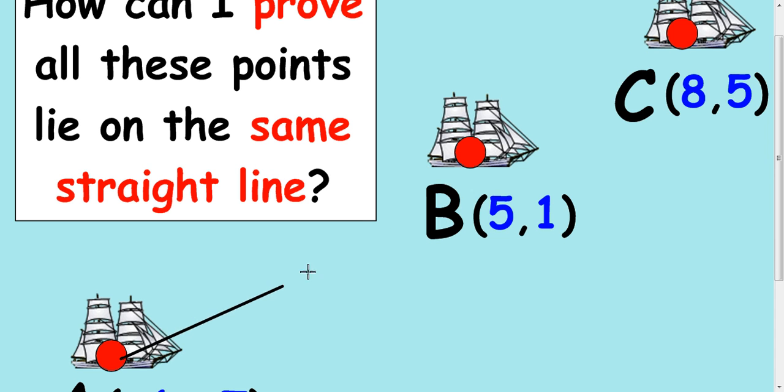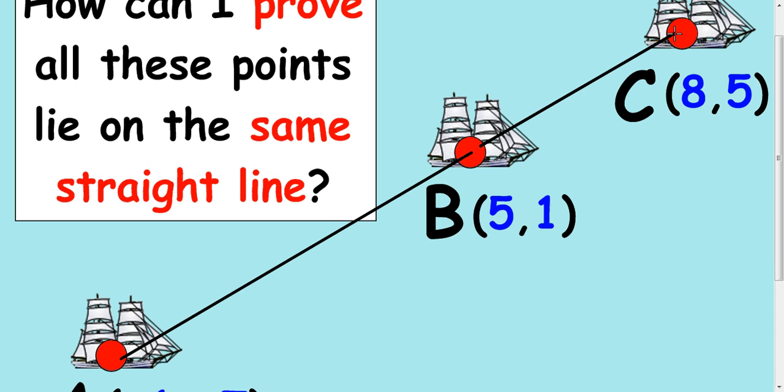Well, you could work out the gradient from here to here, and you could work out the gradient from here to here. And we could say because the gradients are the same, these lie in the same straight line. But that's not all we have to do.